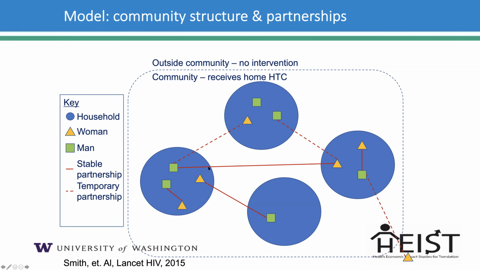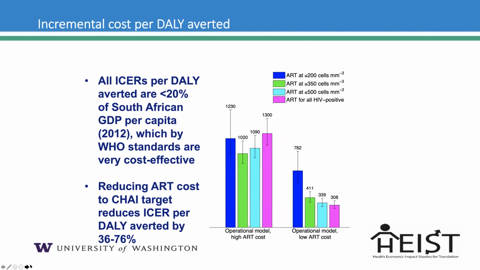And this model shows every household here in blue. The green squares represent men, the yellow triangles represent women, the solid lines are stable sexual partnerships, and the dotted lines are temporary sexual partnerships. And then using this model at a totally different level, we could capture engagement in care and viral suppression, and then show the predicted cost effectiveness of community-based testing and linkage to care.